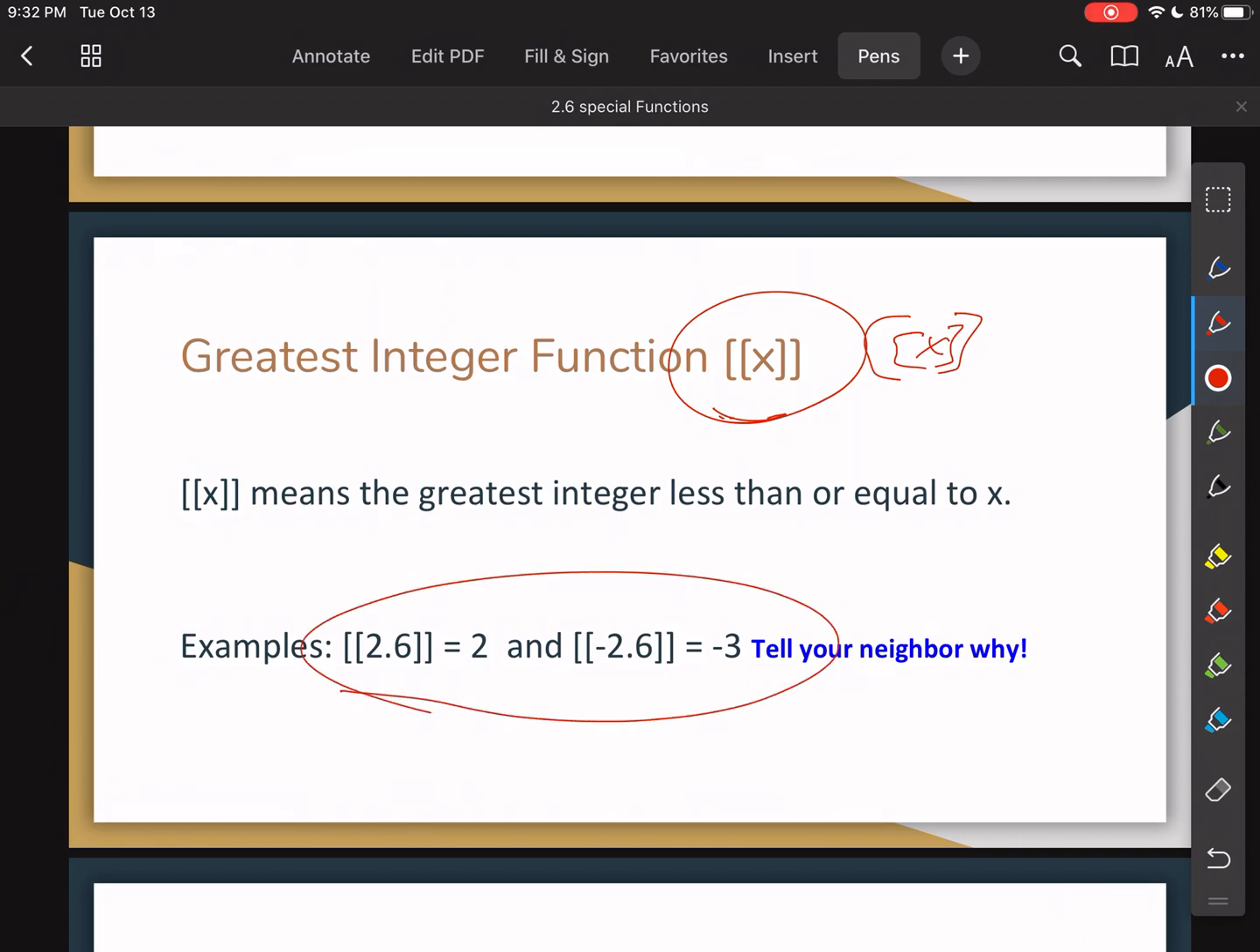So if you have the number 2.6, the greatest whole number in this number is 2. In the negatives, it's a little bit weird, because the greatest integer of something like -2.6 is actually -3, because we're going in the opposite direction in the negatives. So the negatives of these are kind of weird, but if you pause in the negative and think it through, you'll start to get it, but you're going to have to play with it a little bit.